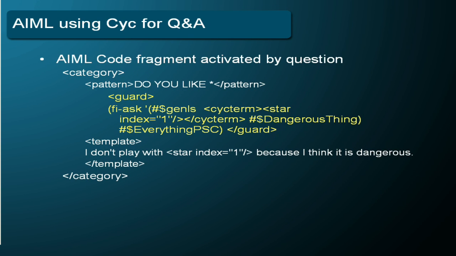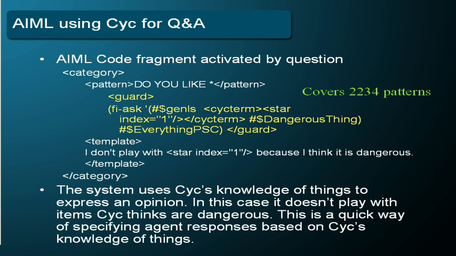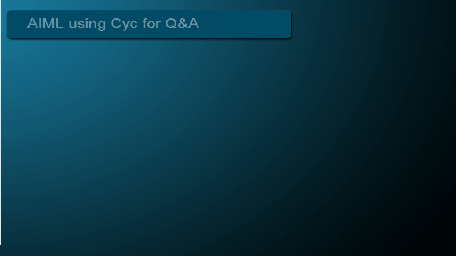AIML focuses on pattern matching rules which are organized into groups called categories. This category specifies how to respond to the question, do you like something? It generates the response that it does not because it thinks that it is dangerous. Our addition was the ability to only generate that response if Psych classifies that something as a dangerous thing. This simple addition covers over 2,000 possible patterns and saves the chatbot designer from having to think of and write each. It also lets the designer focus on responses to semantic classes instead of just words.